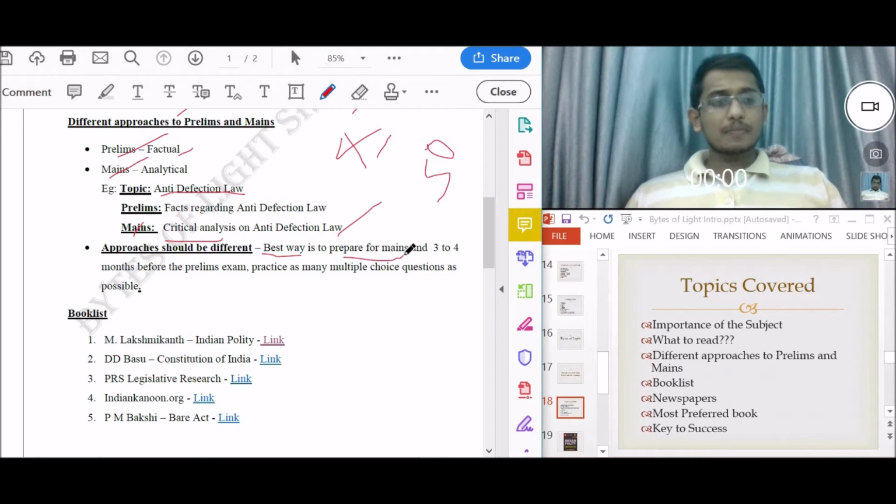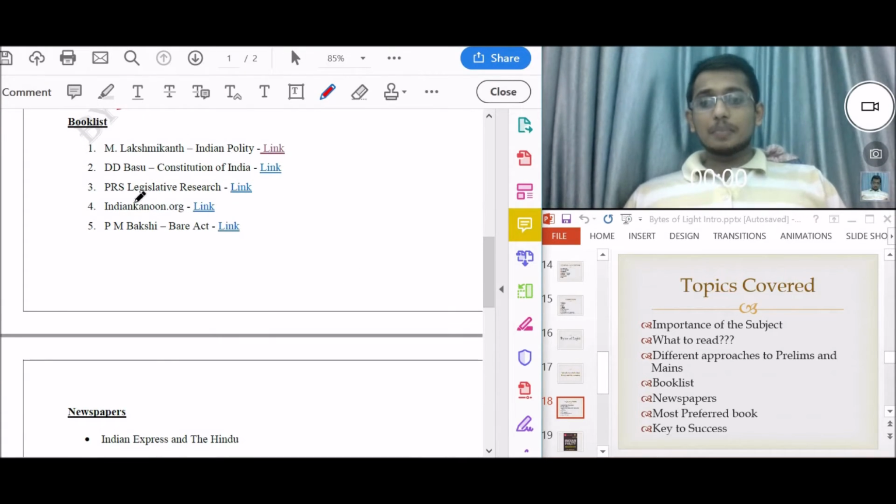So the approach should be like, the best way is to prepare for mains. You have to prepare for mains, and then when the prelims exam is 3 to 4 months away, you need to practice as many multiple choice questions as possible. Then you can clear prelims and then go to mains and clear it also. And now we have finished this particular topic. Now let's come to the book list.